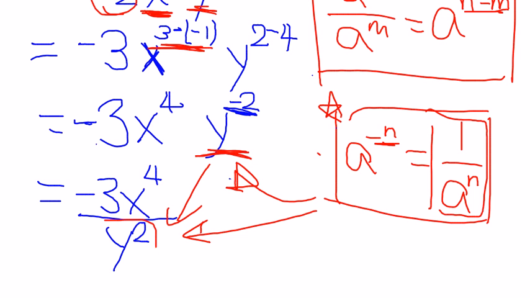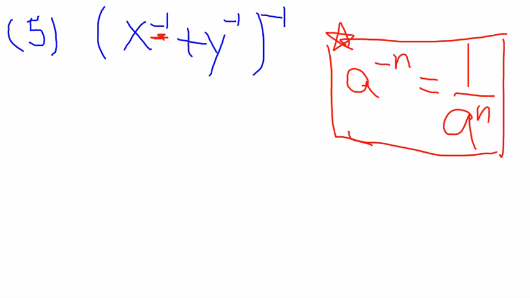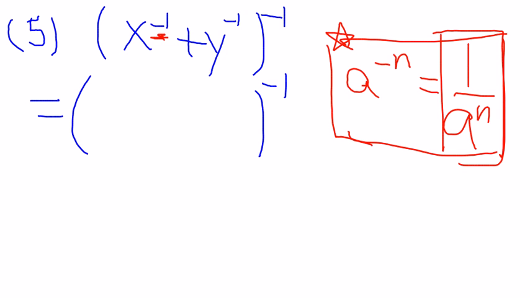Okay, so let's look at the next example now. Let's look at this problem together. Again, when you see a negative exponent, you need to use the following rule: you can write it as a fraction, 1 over a to the power n. So to apply it here, the first term becomes 1 over x plus, and the second term becomes 1 over y.